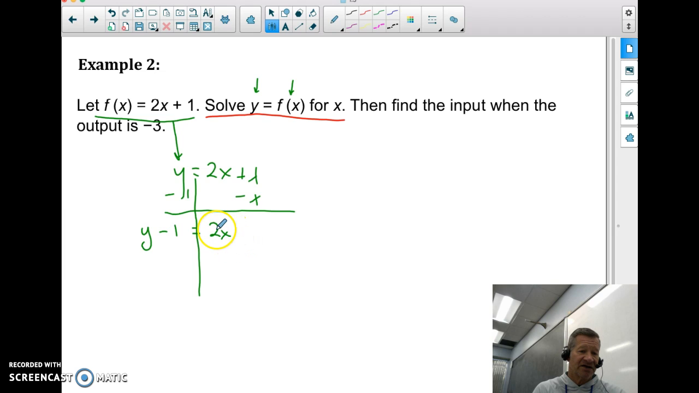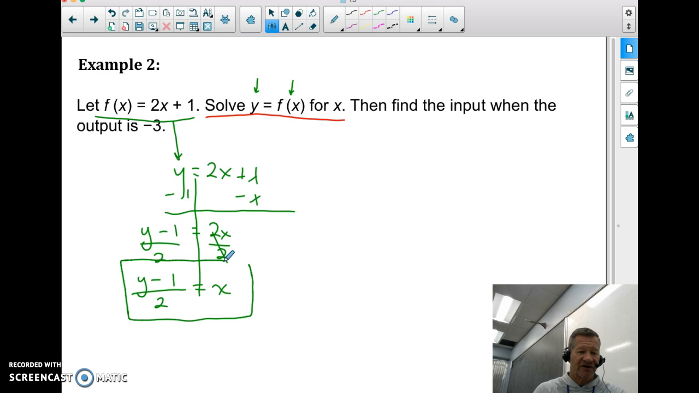Now I still need to get x by itself. I still need to get rid of the 2. Well, since they're multiplying x by 2, I'm going to divide by 2. So we have now x is equal to the y value minus 1 divided by 2. So I've solved y equals f of x for x. There's the first thing they asked me to do, solve for x.